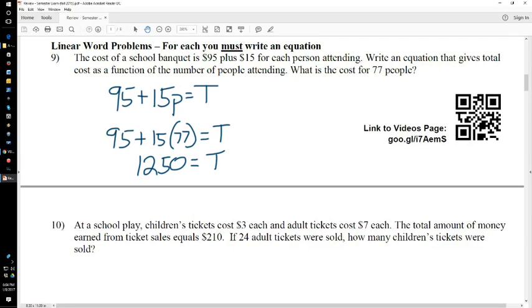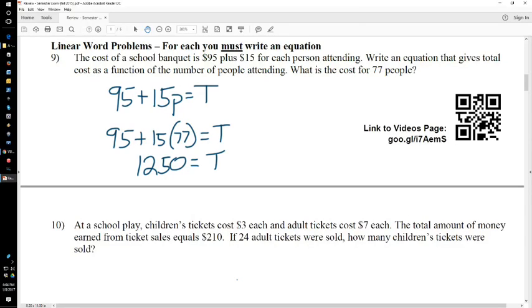Number 10, same idea. If you want to try this first, give it a shot and then come back. But number 10, at a school play, children's tickets cost $3 each, and adults' tickets cost $7 each. The total amount of money earned equals $210. If 24 adult tickets were sold, how many children's tickets were sold?